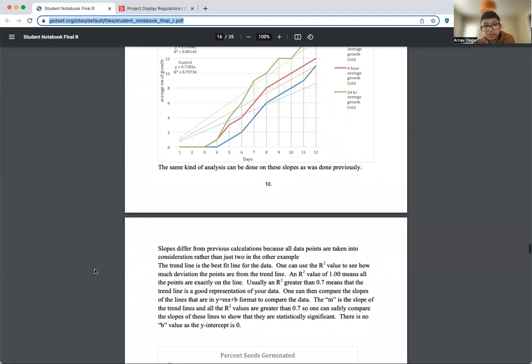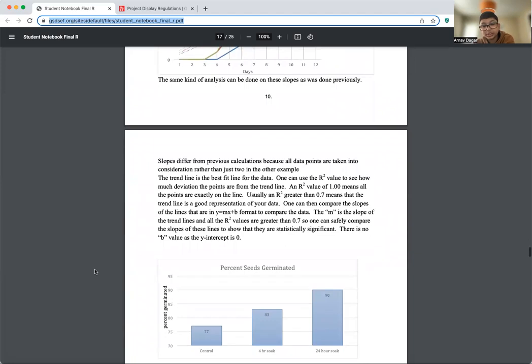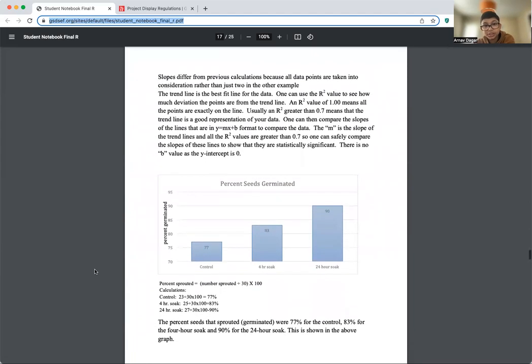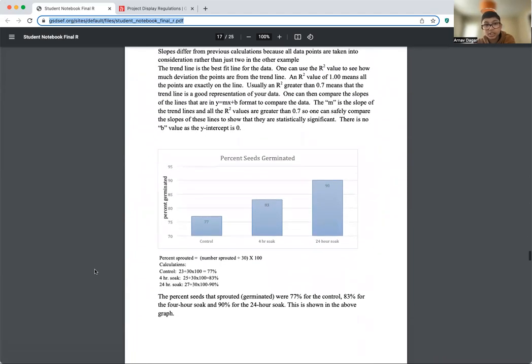So in each graph, just make sure you include, label the X and Y lines and the title.